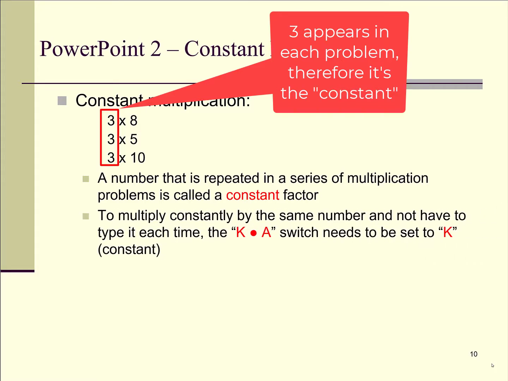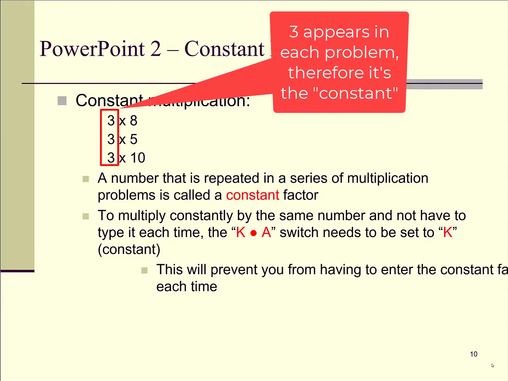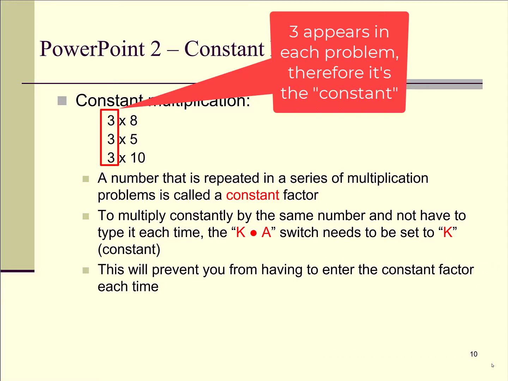To multiply constantly by the same number and not have to type it each time, which in other words is going to save us keystrokes, our k.a switch needs to be set to the k, which means constant. Using this function will prevent us from having to enter the constant factor each time, as we will see as we do examples.